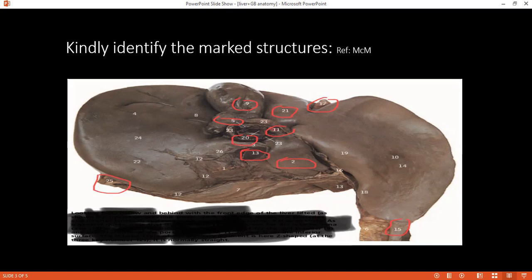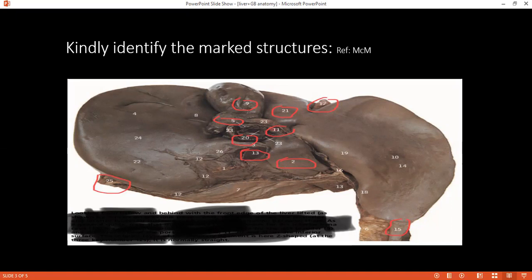Okay, why is the bare area of the liver called the bare area? Because there is no peritoneum reflecting over it. That's right. Okay, good.